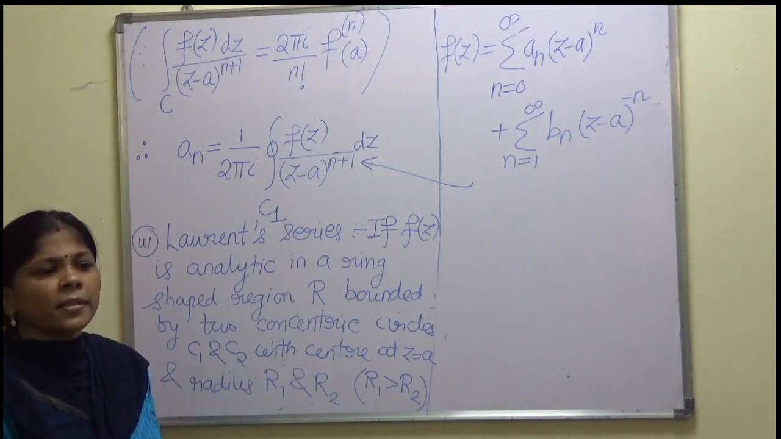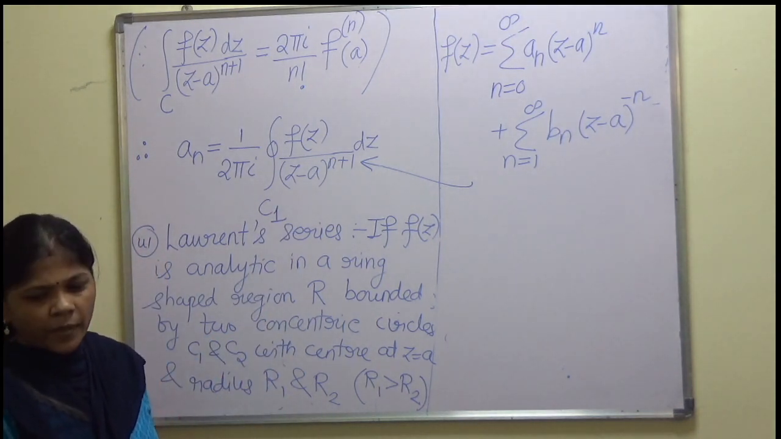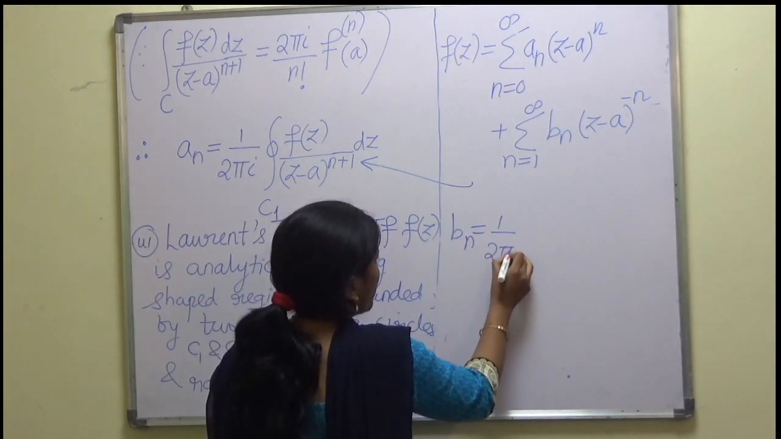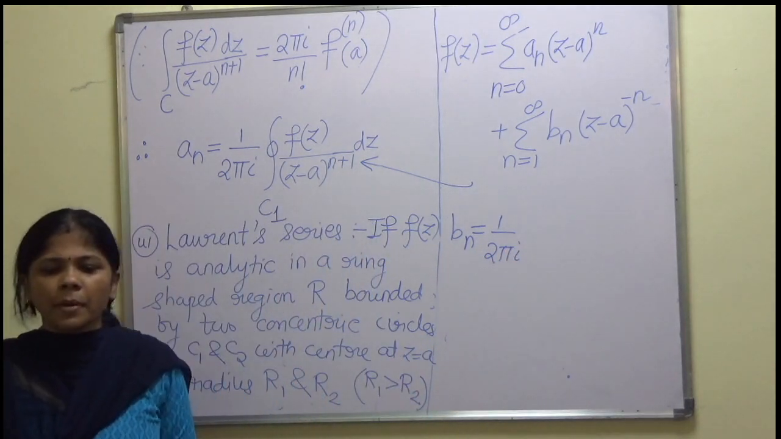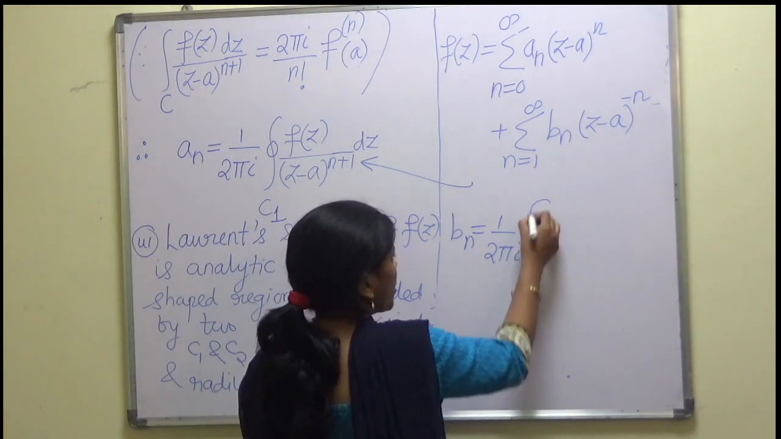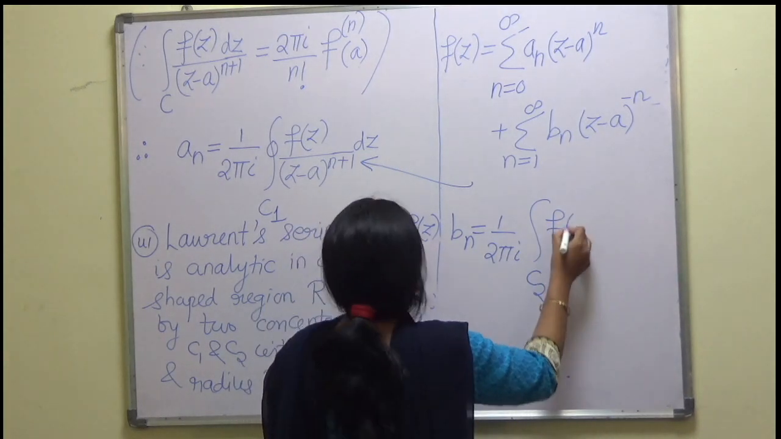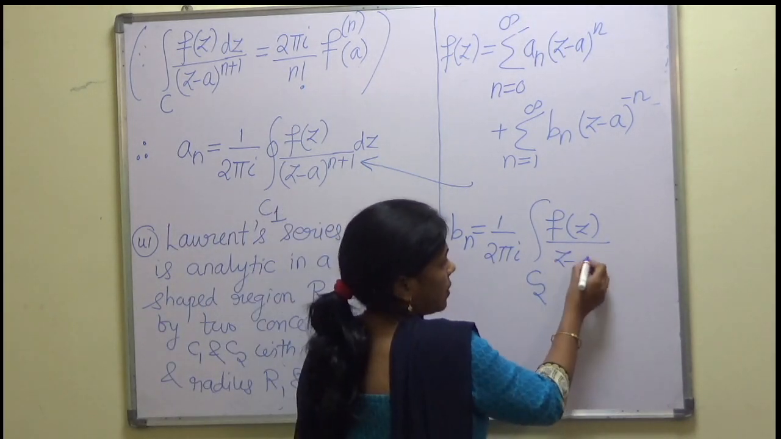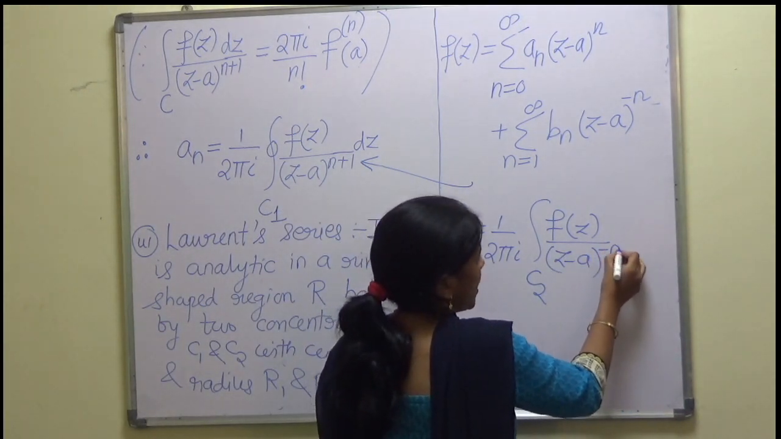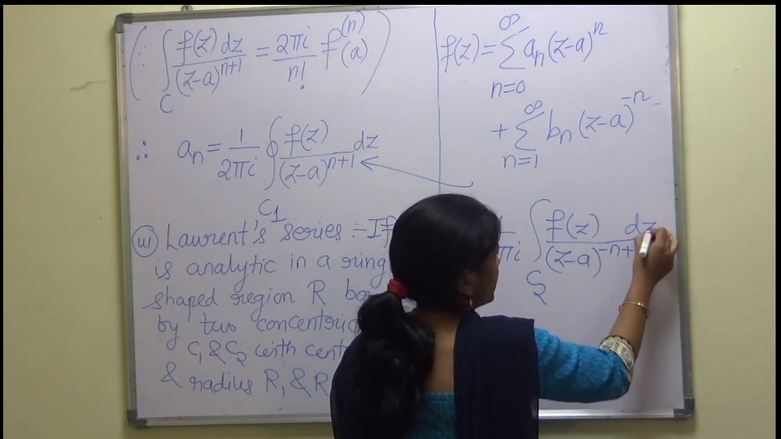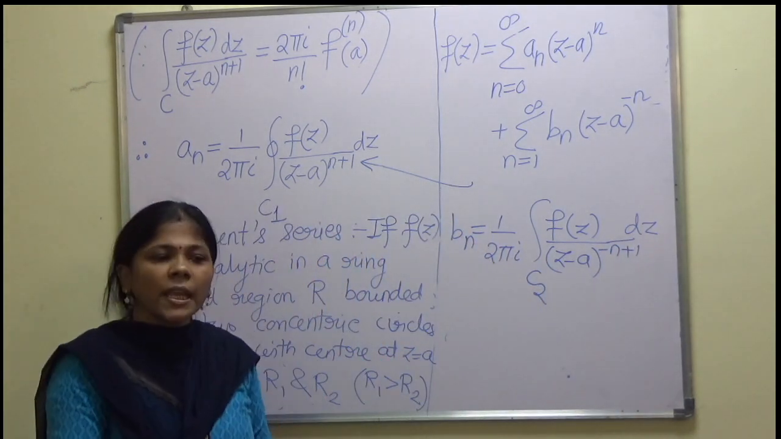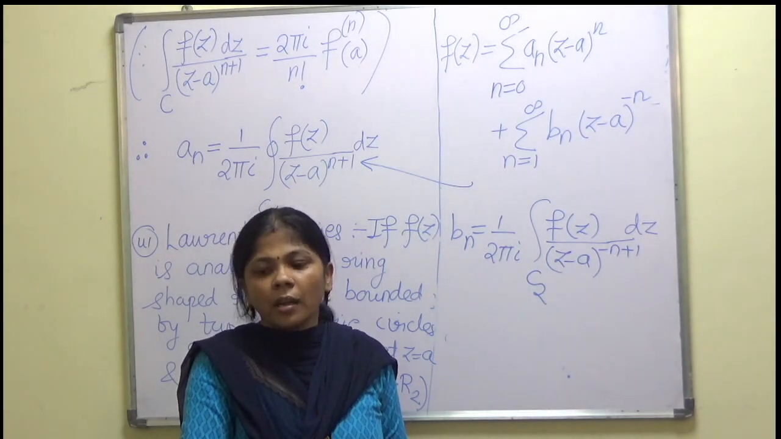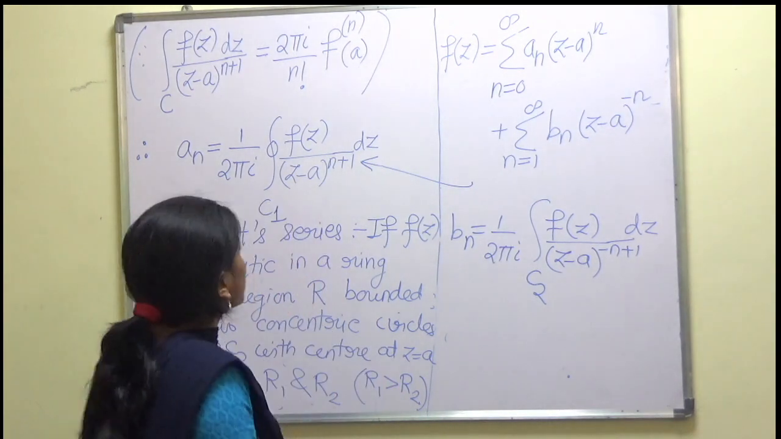along the greater circle, that is along C1. And b_n is given by 1 upon 2 pi i times the integration over C2 of f(z) upon (z minus a) raised to power minus n plus 1. So in this way we have the coefficients a_n and b_n obtained by applying the Cauchy integral formula.